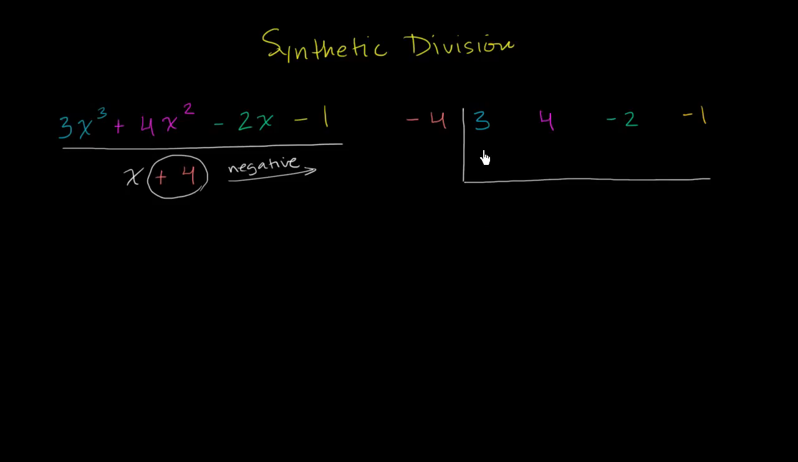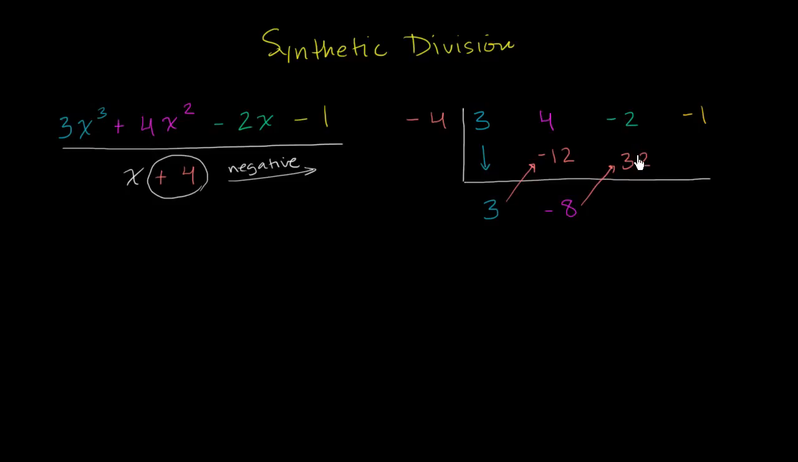So first, this first coefficient, we literally just bring it straight down. And so you put the 3 there. Then you multiply it times the negative 4. 3 times negative 4 is negative 12. Then you add the 4 to the negative 12. 4 plus negative 12 is negative 8. Then you multiply negative 8 times the negative 4. I think you see the pattern. Negative 8 times negative 4 is positive 32.